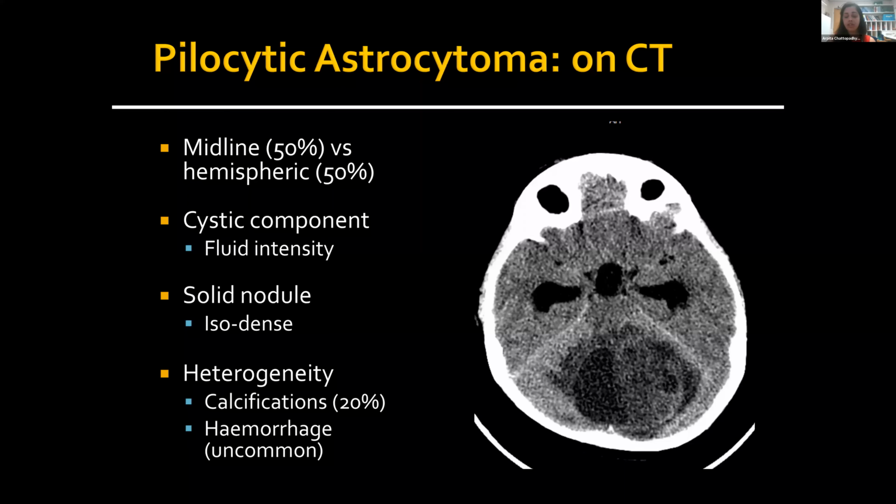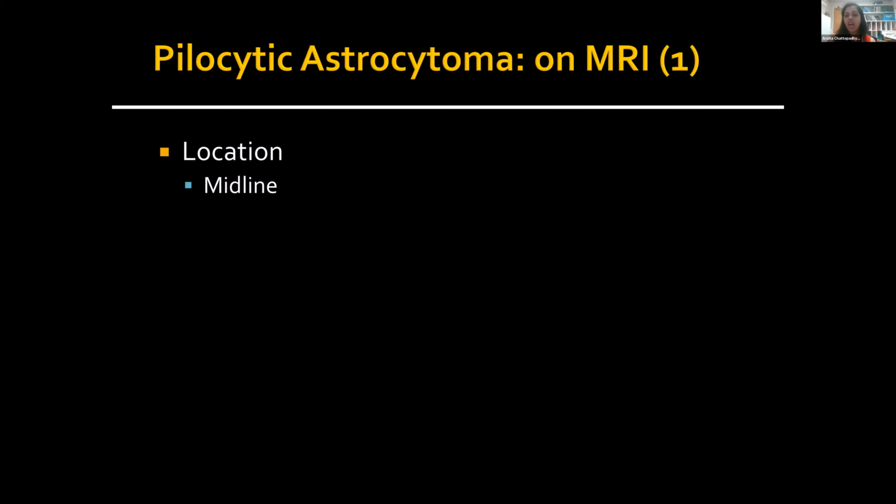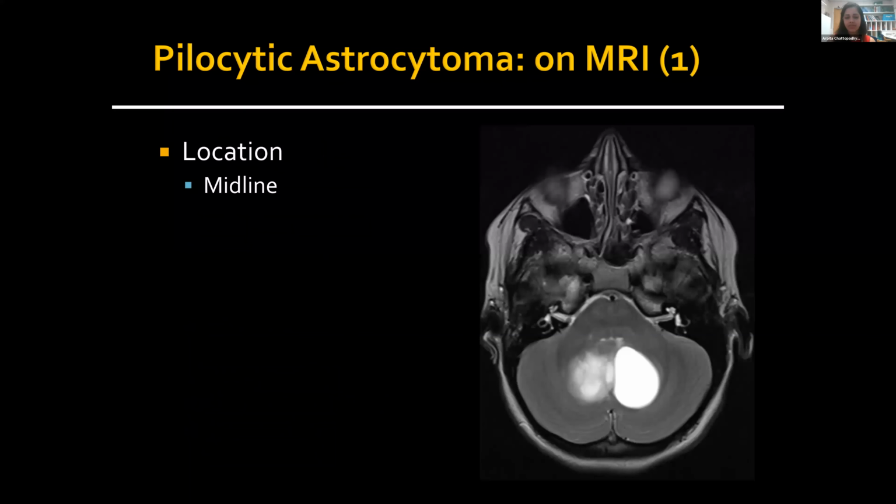50% of the tumours occur in the midline, and the other 50% off to either hemisphere. And they can occasionally be slightly heterogeneous. Sometimes they can have calcification, and uncommonly they can bleed. MR is our go-to, as I've said previously.